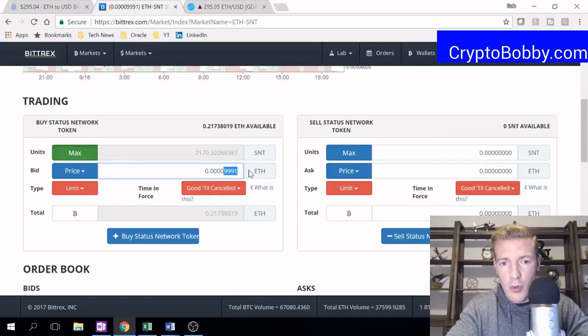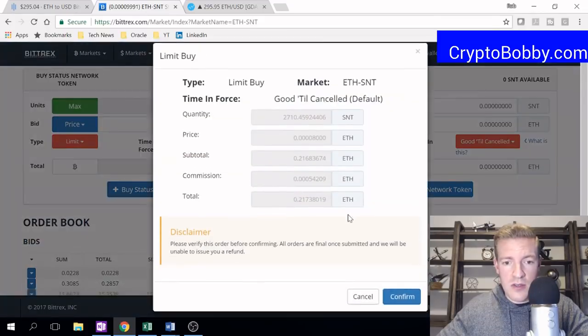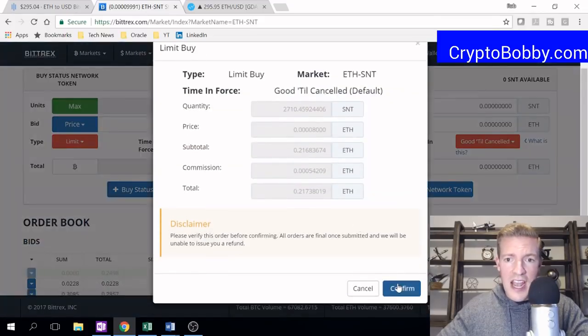I'll just say instead of 0.991, I'll make it 0.00008. And then I'll recalculate that. And we can see now I'm able to get 600 more SNT tokens for that. I can click on the buy, and that is going to add me to the order book.